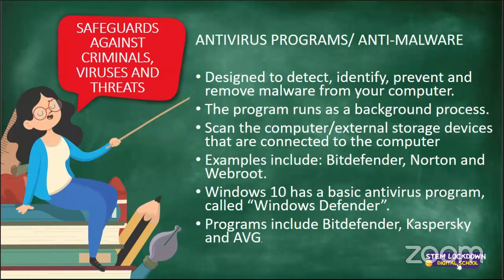Okay, then we're going over to the next one, which is antivirus programs. Now, antivirus programs and anti-malware programs are basically the same. And also anti-spyware. It's almost the same, all three. Some antivirus programs include all three, and others just focus on one single aspect of the three that I just mentioned. Antivirus programs are designed to detect, identify, prevent and remove malware from your computer. Mostly when we speak about malware, it's the broad term for everything we spoke about yesterday.